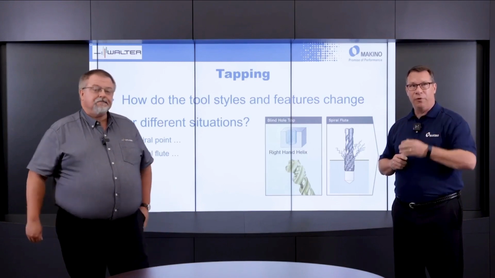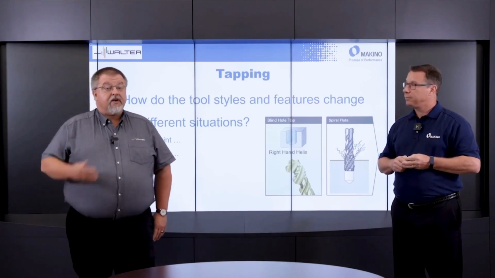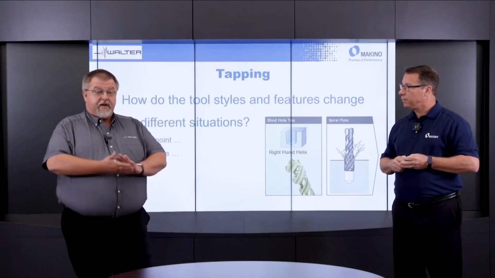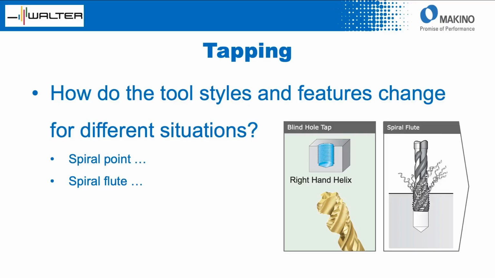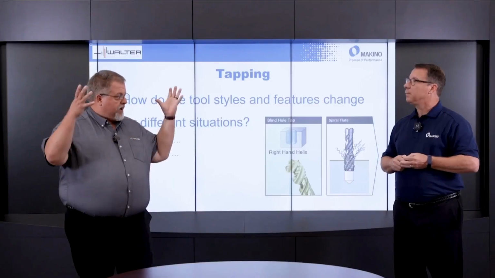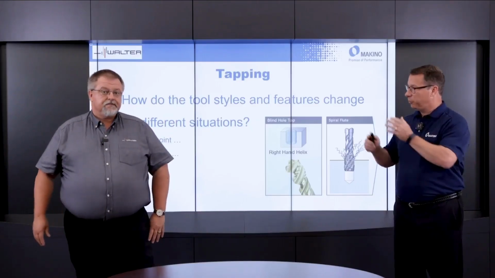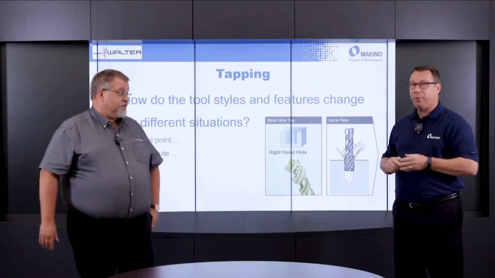Okay, moving forward. Next up, we are looking at a spiral flute tap. What we're looking at here is a standard right-hand helix. And when you're looking at a spiral flute tap, generally you're going to be using that for a blind hole. The spiral design is going to take these chips, lift them up and out of the hole, so evacuate those chips and avoid that recutting part of the process.